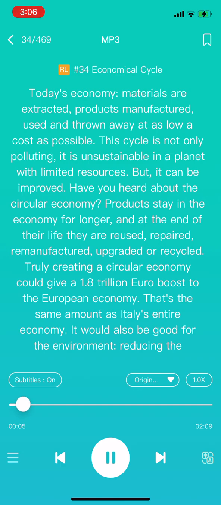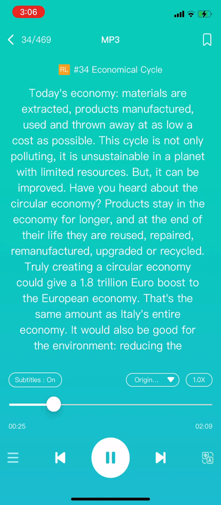Today's economy. Materials are extracted, products manufactured, used and thrown away at as low a cost as possible. This cycle is not only polluting, it is unsustainable in a planet with limited resources. But it can be improved. Have you heard about the circular economy?